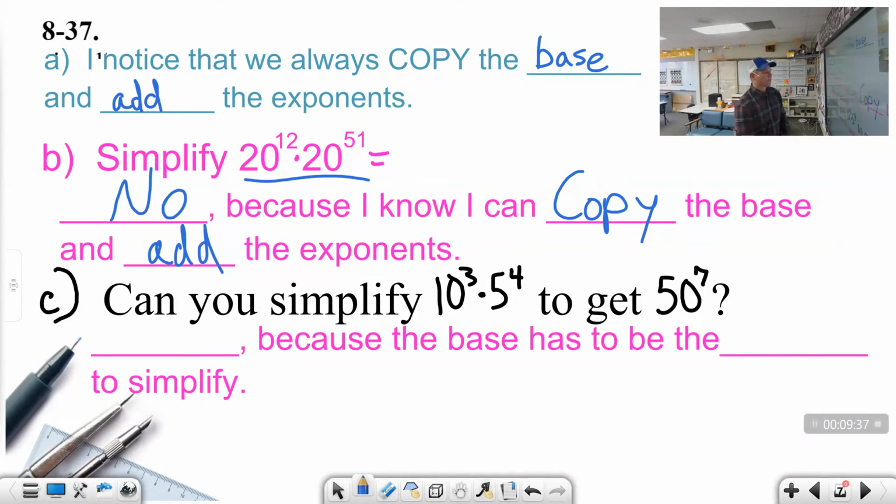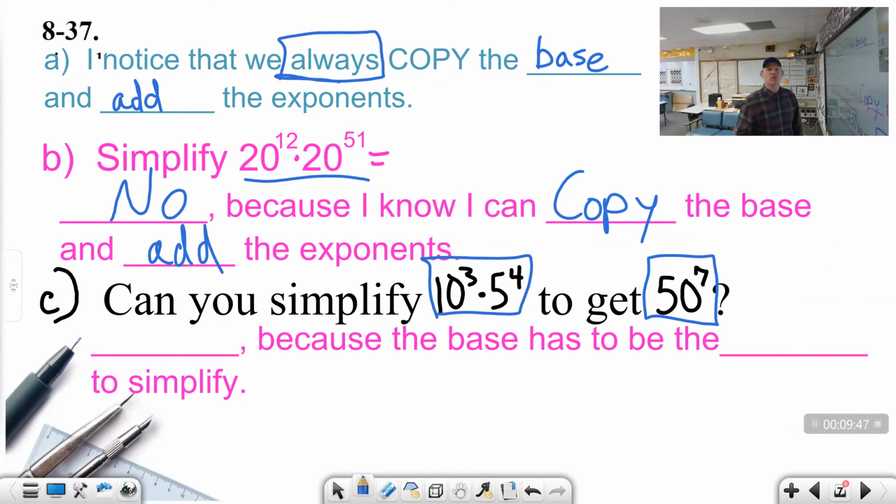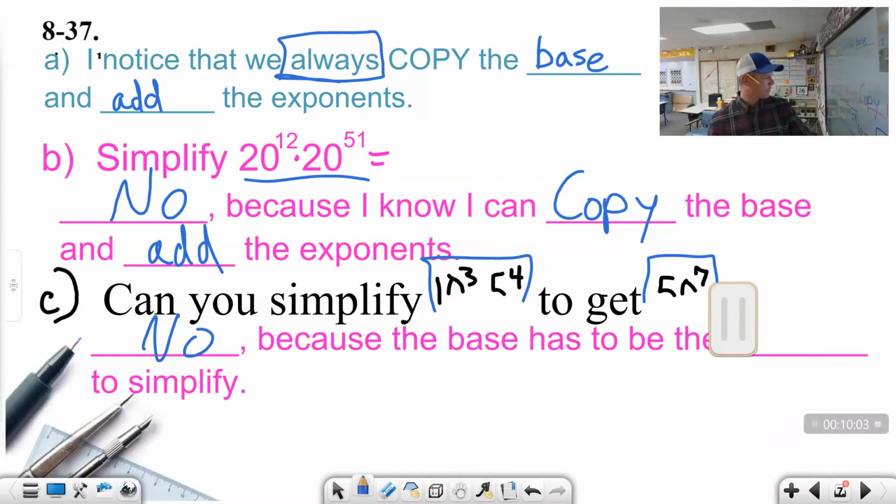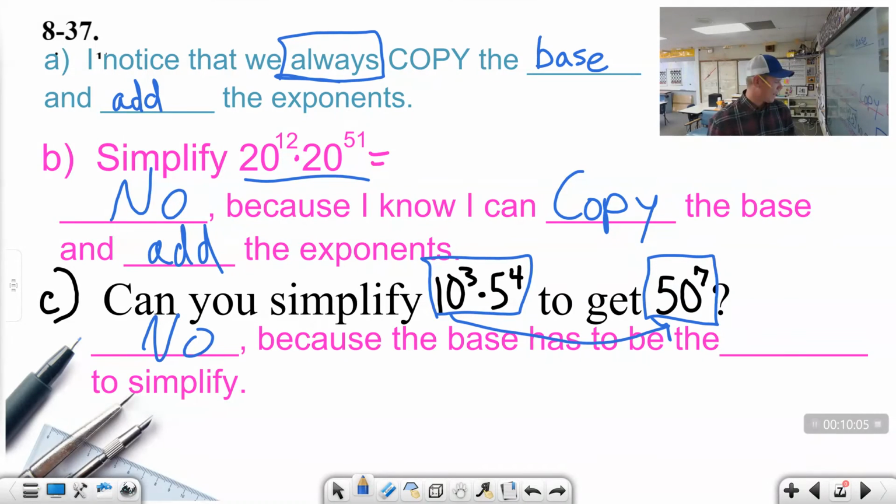Problem letter C. Can you simplify this expression to get this expression? Well, tell me. This word always means always. When you are multiplying numbers with exponents, you are always going to copy the base. Did the base get copied? No. Because the base has to be the same.